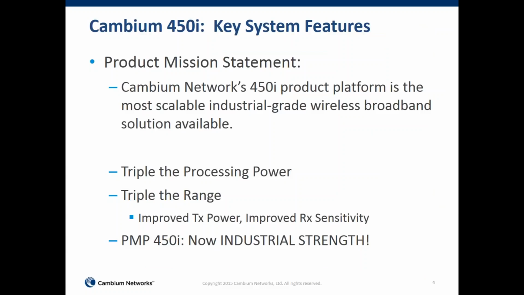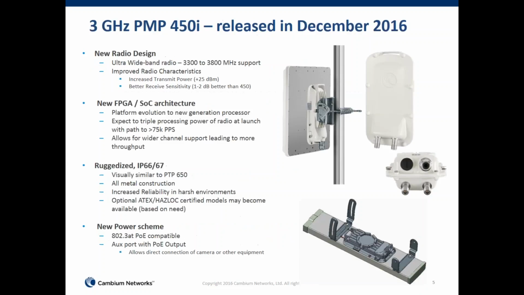So the 450i, why introduce a 450i into this platform? It's really the most scalable, and we're calling it industrial grade. It is really rugged. So it's tripling the processing power of the 450. It's working on improving range, and now with the 450i, we call it industrial strength. It was released very recently, in December of last year. We started shipping early this year, and most of those folks that have ordered it have received their first units, and so we'll talk a little bit about their experiences in the field.